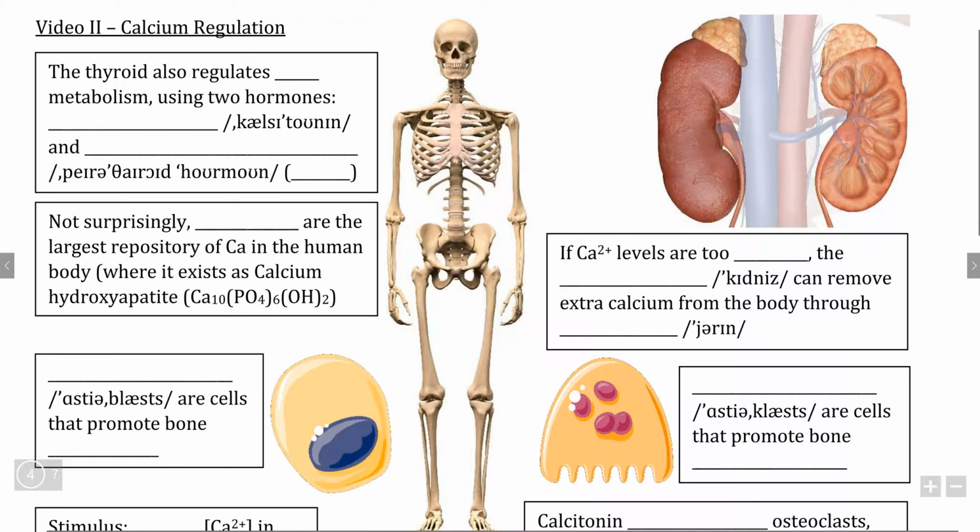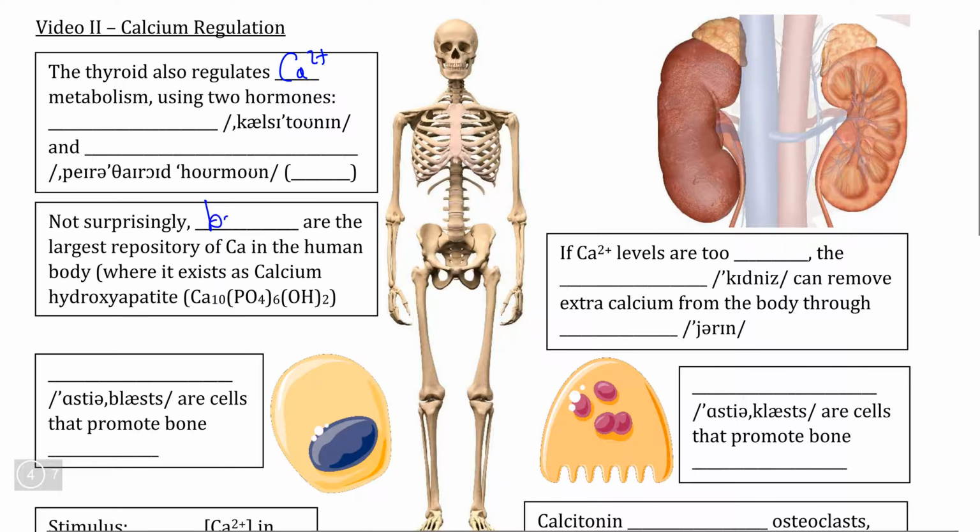In this video, we're going to be looking at a second role of the thyroid gland, but this time looking at how it regulates anabolic processes rather than catabolic ones, specifically involving the regulation of how much calcium ions are present within human blood.